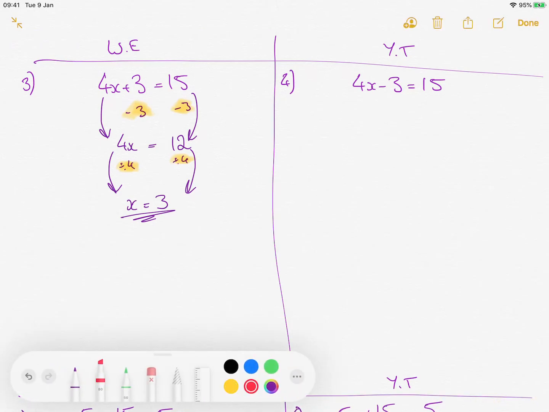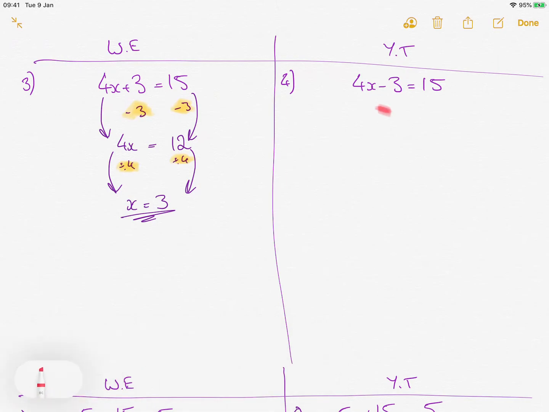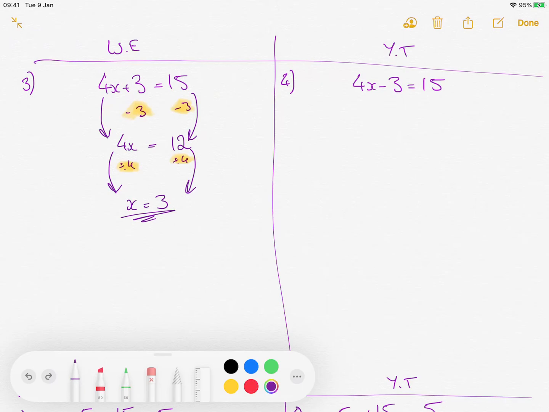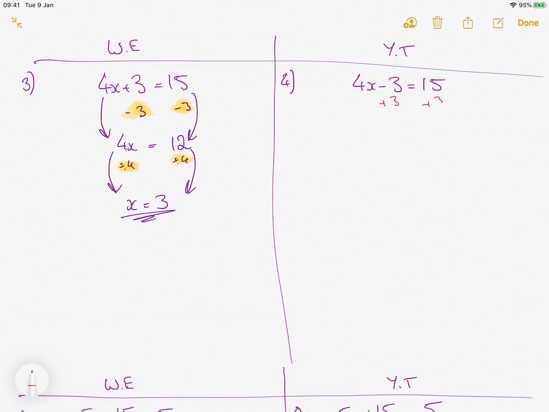Right, have a go at the one on the right hand side now, and then I'll go through it. So you should have had a go at it. Inverse of taking away 3 is adding 3. So if I add 3 to both sides, negative 3 add 3 is 0, so I'm left with 4x on its own. 15 add 3 is 18. Divide both sides by 4, and x must be 4.5. Or you could have had 4.5, same thing. So don't be put off by seeing decimals or fractions. You can have that in equations.